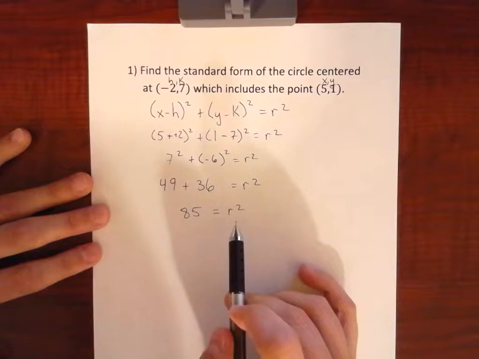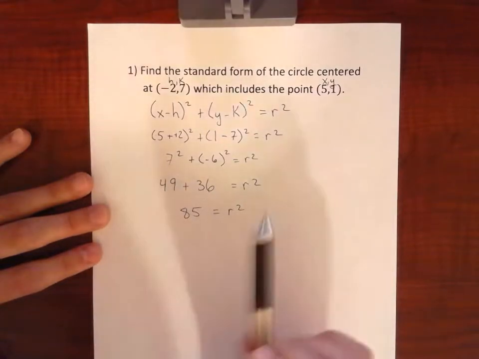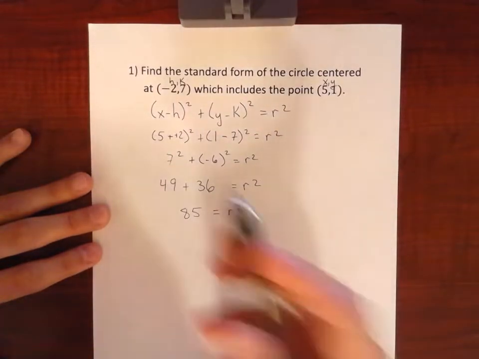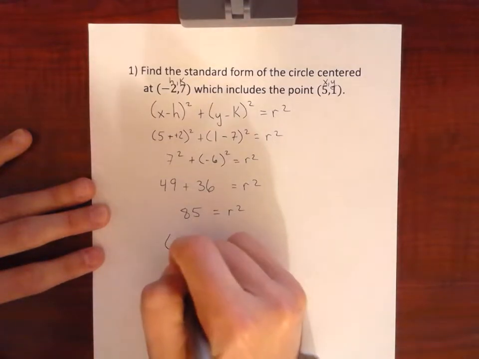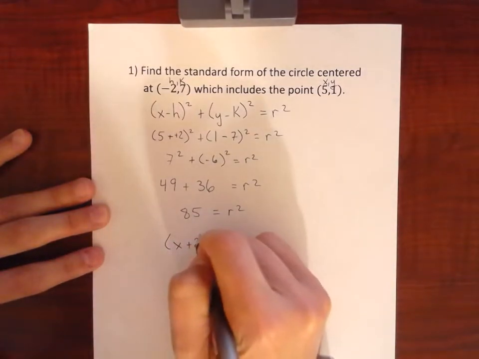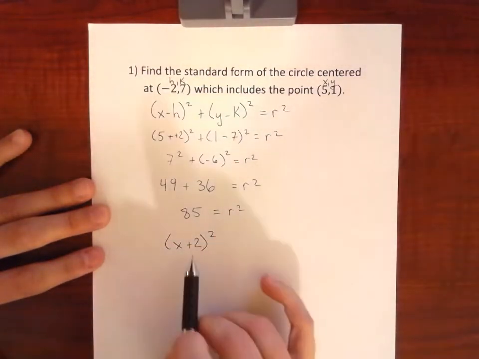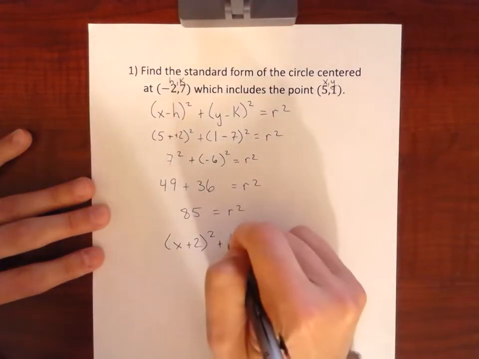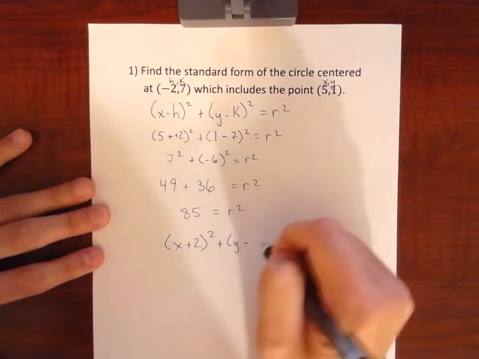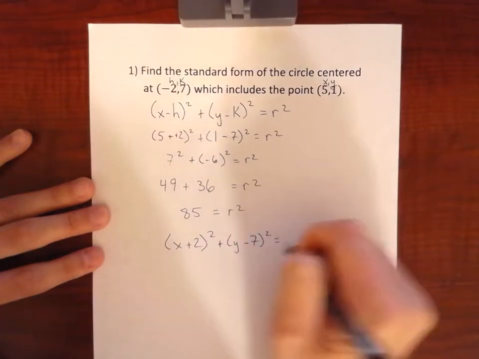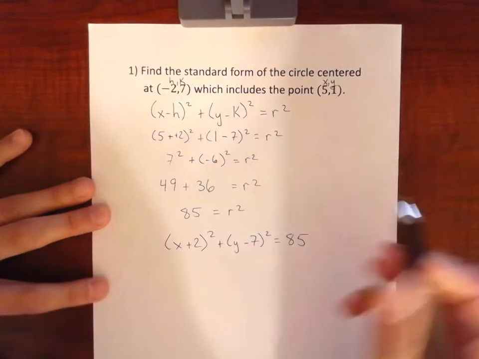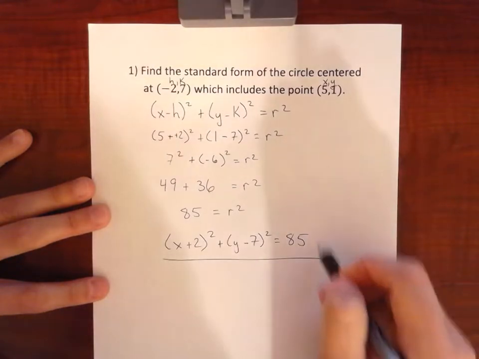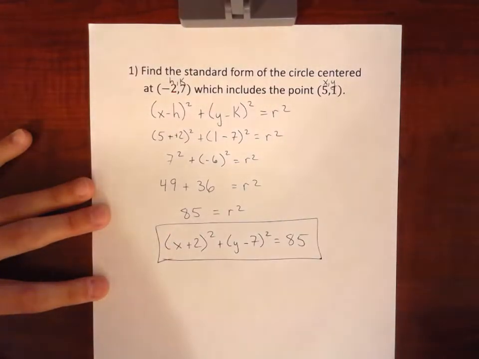Well, we've got our h, k, we've got our r squared. Let's just write the equation. So (x plus 2) squared, now it's plus because it was minus h, plus (y minus 7) squared equals 85. And there is the standard form of that equation.